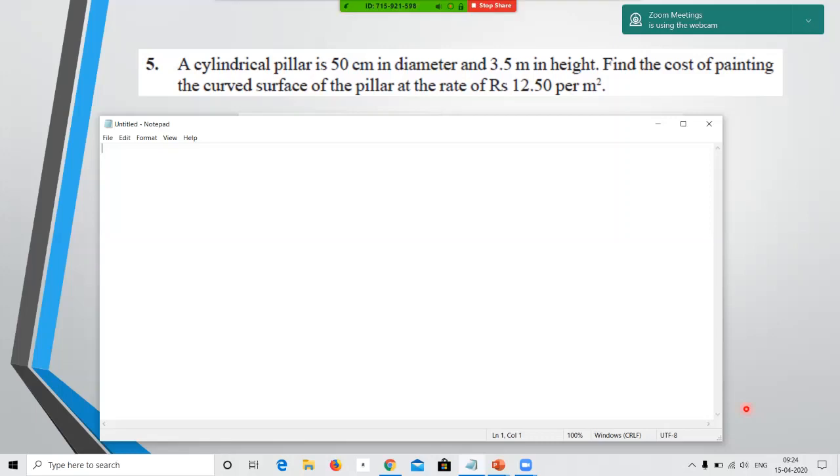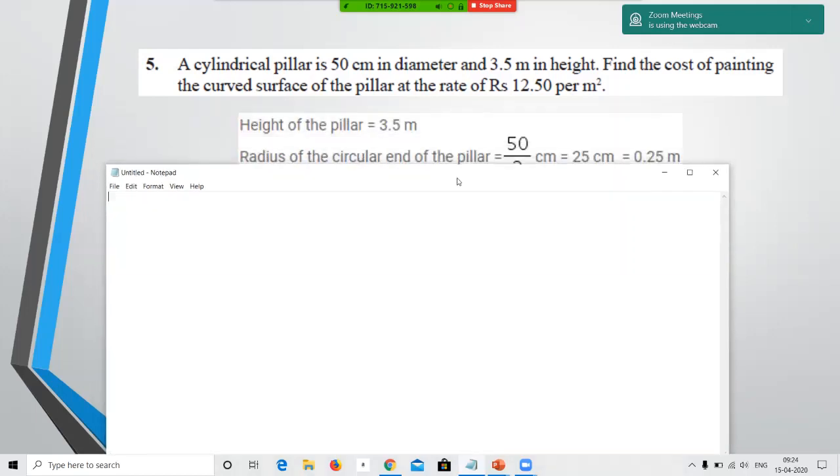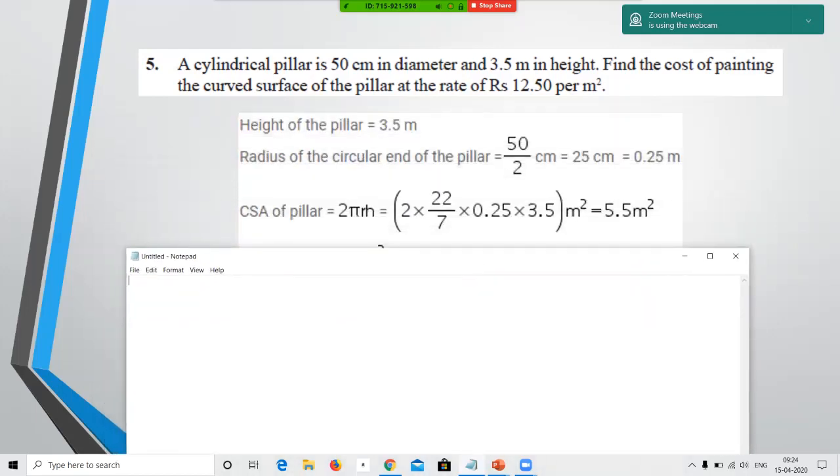Ma'am, the curved surface area is 5.5 meters square. Fine, 5.5 meters square. Again, as I was telling, you can always bring down 25 to 25 upon 100, 3.5 to 35 upon 10. Calculation might be easier, but if you are very much conversant with the decimal calculations, go ahead with it. Not an issue at all. It's up to you how you do the calculations. So here is your CSA, that's curved surface area of a pillar, 5.5 meters square.